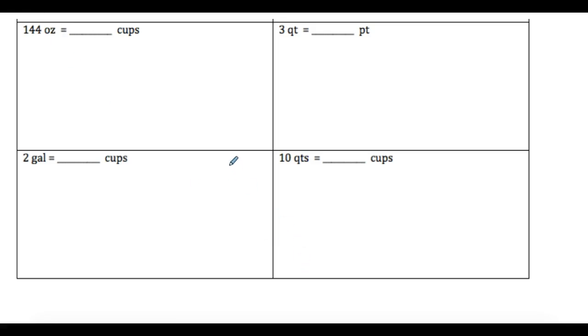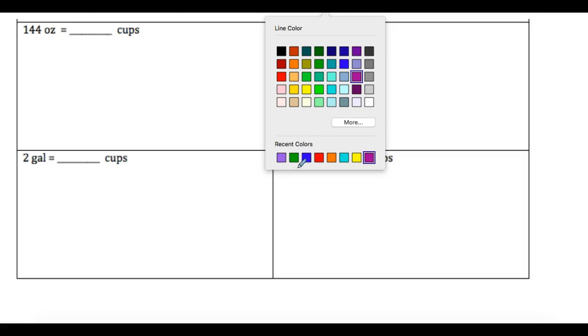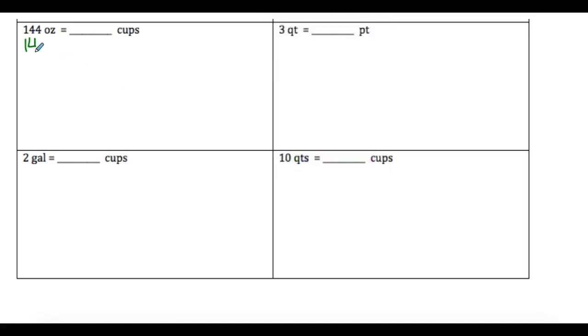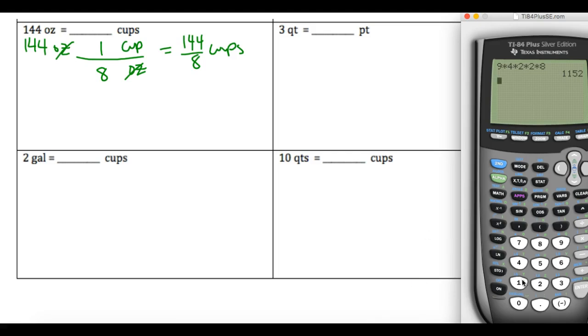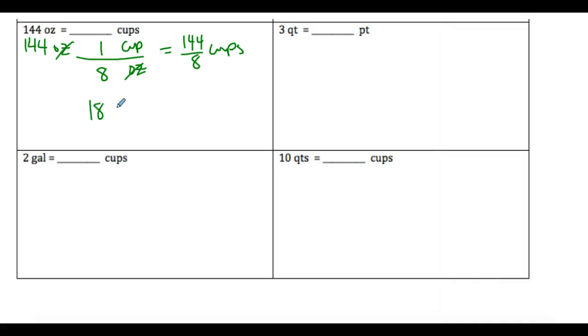If we keep going in that table, 144 ounces, and we want to get to cups. When we look in our table, I'm going to put ounces on the bottom and cups up here. There are 8 fluid ounces in 1 cup. So when I multiply, I get 144 over 8. My ounces cancel, and I get cups. 144 divided by 8 is 18. So that would be 18 cups.